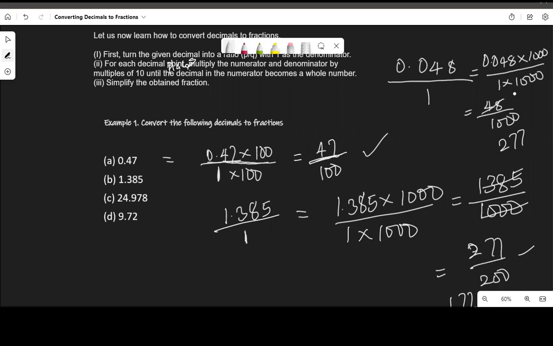And I reduce the fraction. Here 4 can go. 4 in 48 is 12. 4 in 1000 is 250. So we go like that.